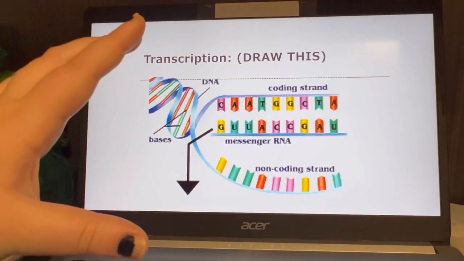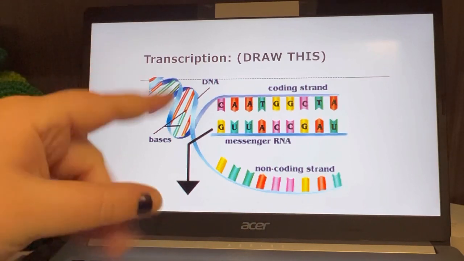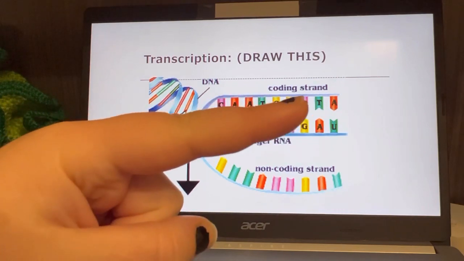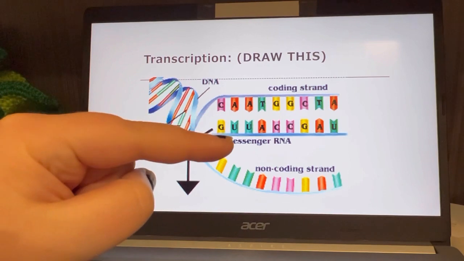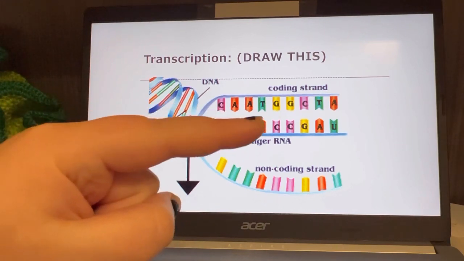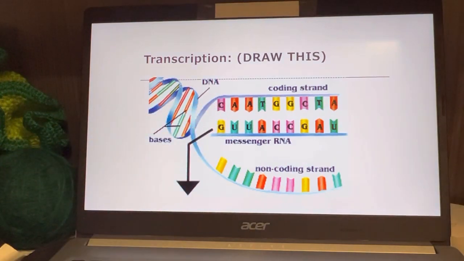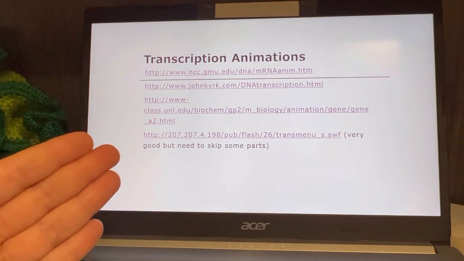So this is a diagram of transcription. You need to be able to replicate this diagram. So you have the DNA unwinding. We have the template strand here, the coding strand. And then we have the messenger RNA. Note, the bases are complementary, and because it's RNA, it's a U and not a T. Okay? Animations, if you want to watch them.